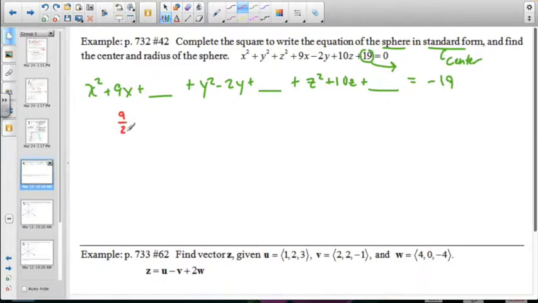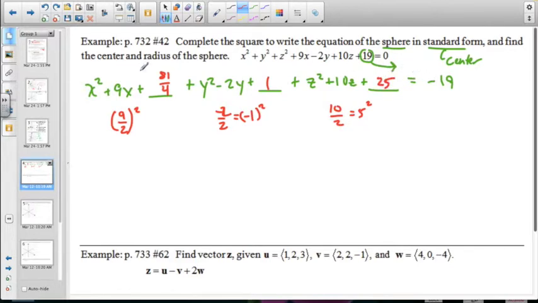So 9 divided by 2, and then square that. That's what needs to go here. So this is 81 over 4. And -2 divided by 2 is -1, and then we need to square that. So we get a 1 here, and then 10 divided by 2, which is 5, and then we got to square that, so we have a 25 here.